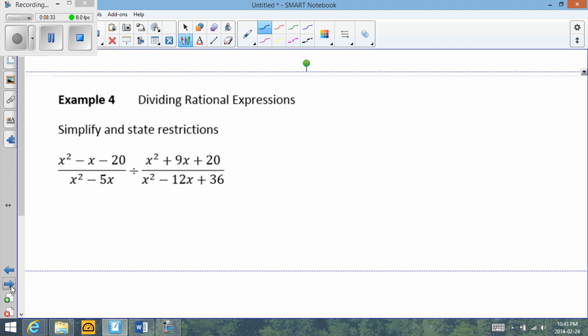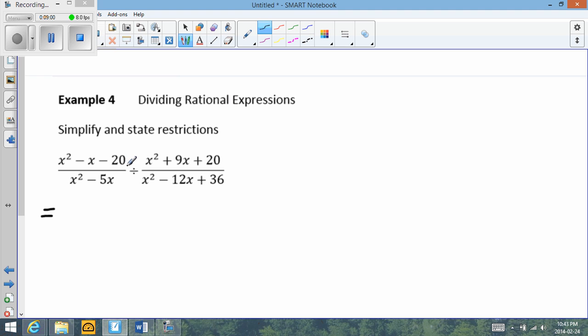Next part. Example 4, dividing rational expressions. Simplify and state restrictions. Here clearly there's going to be a lot of factoring with this one. So let's start off by putting brackets around numerator and denominator. Then factor it. X squared minus x minus 20. Okay, that is an easy trinomial.